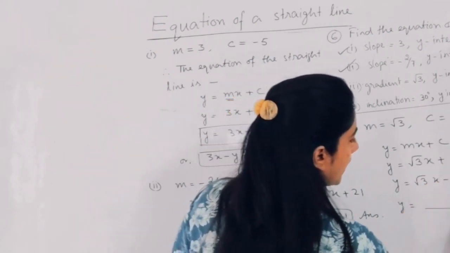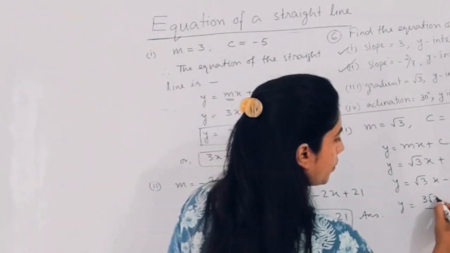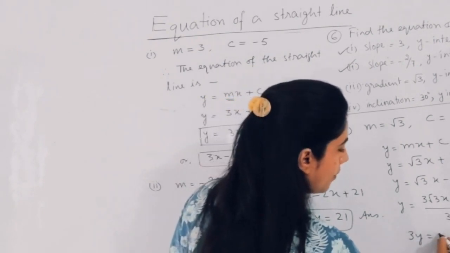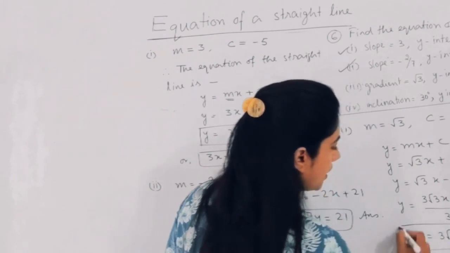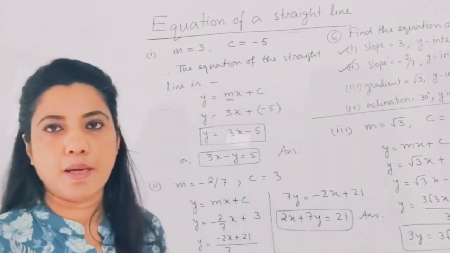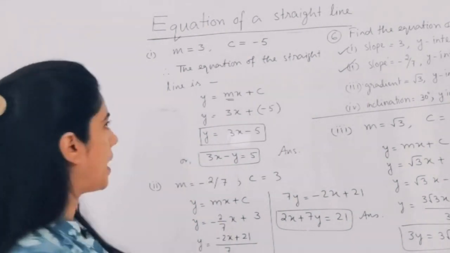Y is, take LCM here, 3 is the LCM. So it will be 3 into root 3x minus 4. Get 3 this side, 3y is equal to 3 root 3x minus 4. You can keep your answer like this. Okay, or you can rearrange and get x and y on the same side. It is okay. Now we are going to see the fourth sum.